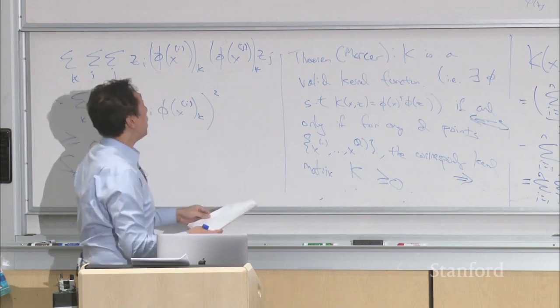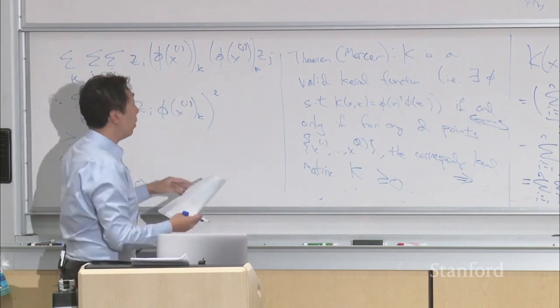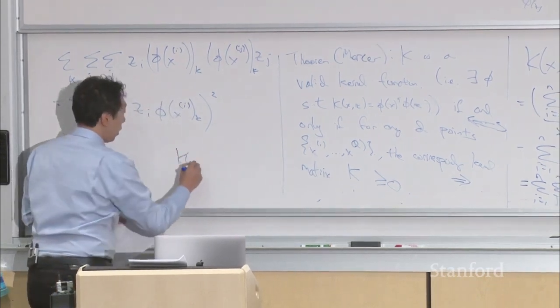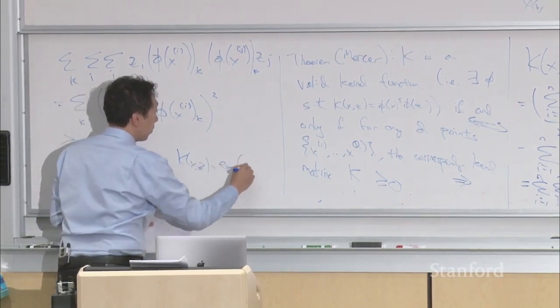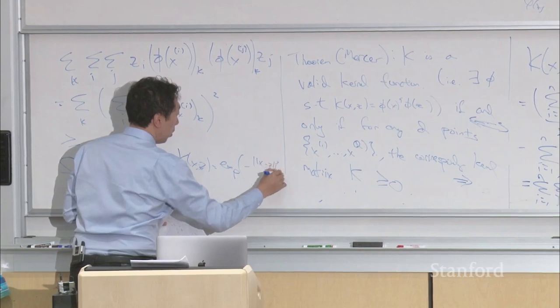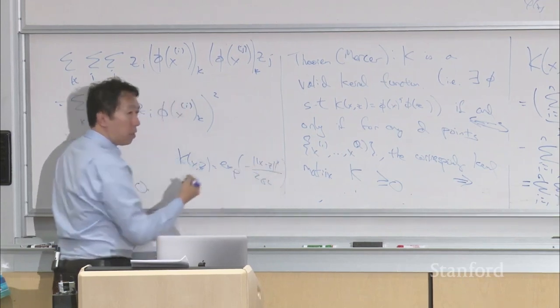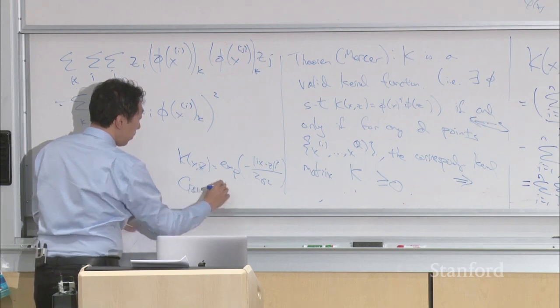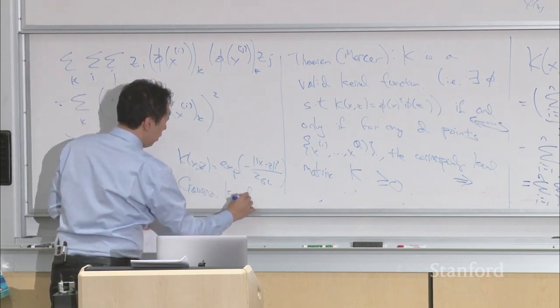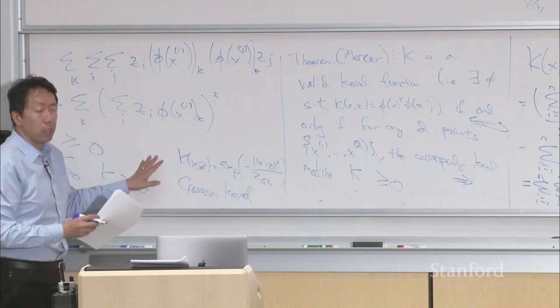And it turns out that the kernel I wrote up there, that one, K of x, z, right? It turns out this is a valid kernel. This is called the Gaussian kernel. This is probably the most widely used kernel.